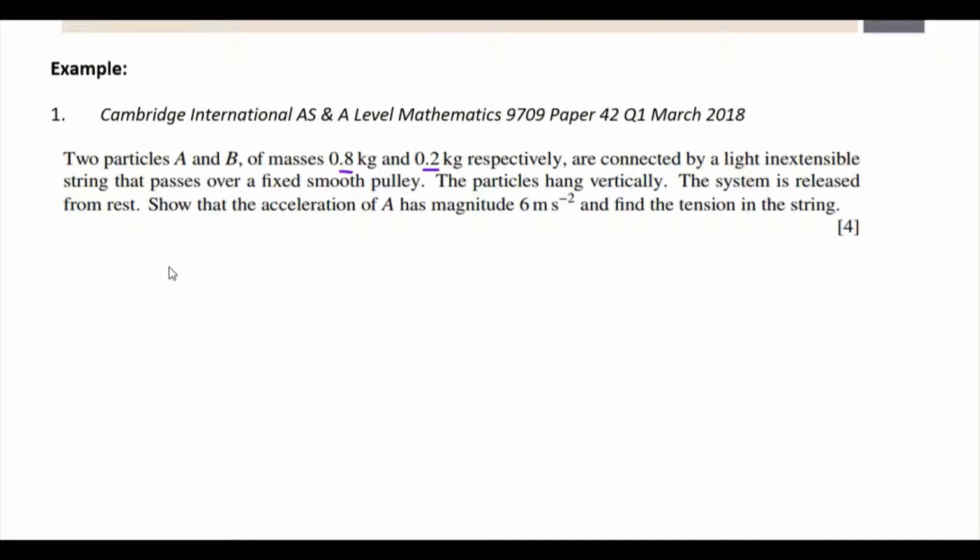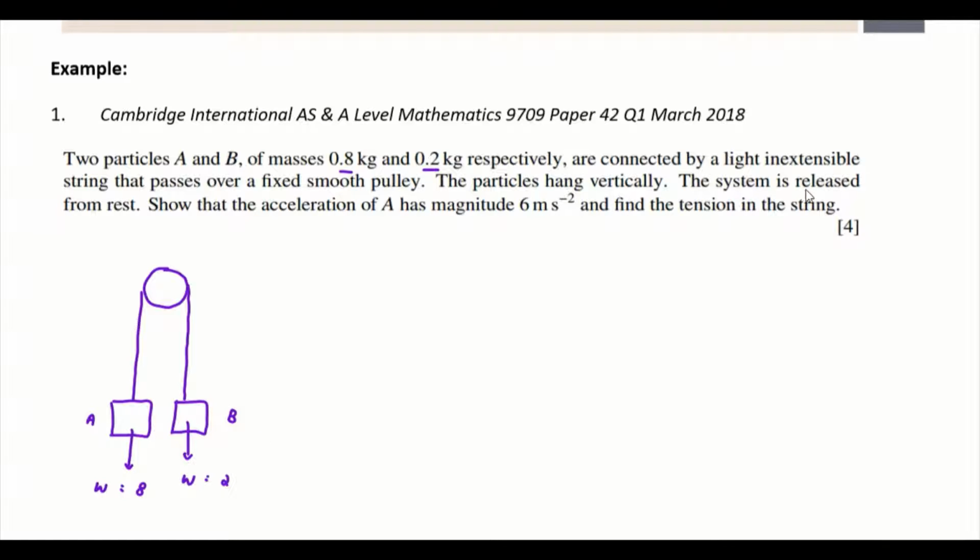So let's try to draw the pulley system maybe. This is like the smooth pulley. So we have the particle A here, maybe this is the 0.8 kg. The weight here is actually 8 Newton. Then after that, same thing, we have the other part which is here. This weight is actually 2 Newton. Sorry, it's a bit ugly, but as long as you can see that. So this is the particle B.